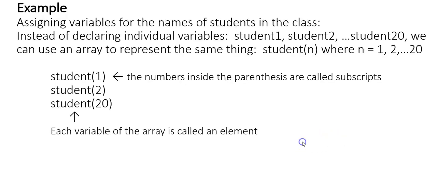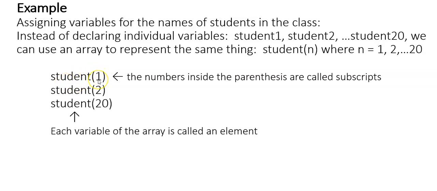Hi everyone. This video will cover arrays in VBA. Arrays are a type of variable that contains a list of values. Suppose you want to assign some variables to the names of the students in a class. If you use arrays, then you don't need to declare each of these variables, student 1, student 2, student 3, and so on. You declare your array once, and here's the syntax.